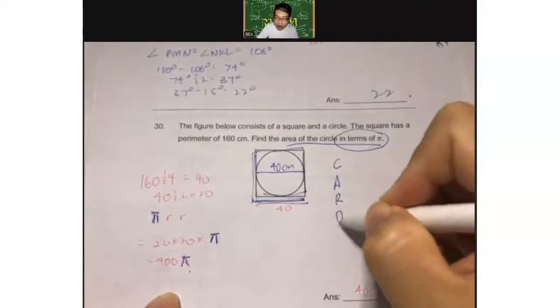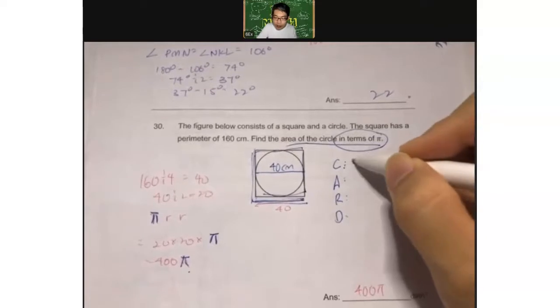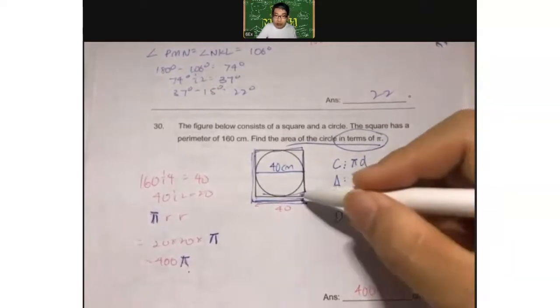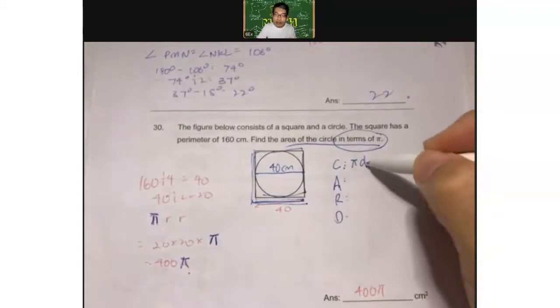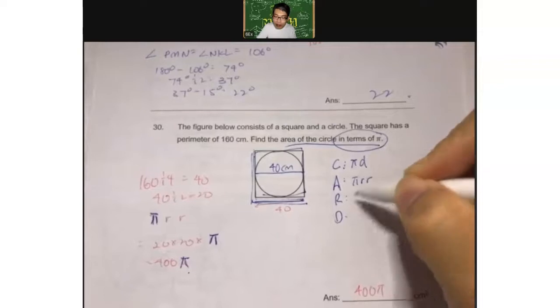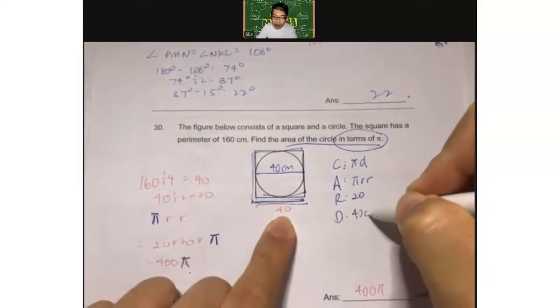Remember this? If you tend to forget your formula, write it out first. Circumference here will be your pi times diameter. Must you find circumference in this question? No need. This is just to recap the formulas. Area, pi r squared. Radius, we found it, 20. Diameter, 40.